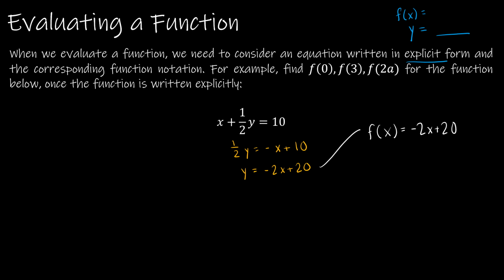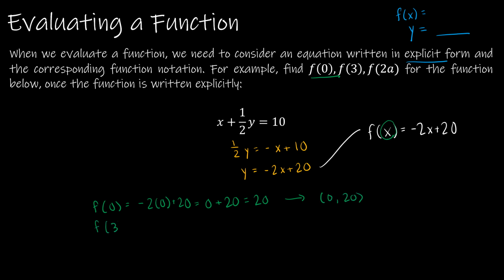Now we're asked to do certain things here. The first thing we're asked to do is find f of 0. F of 0 means whenever I see an x, I'm replacing it with a 0. So f of 0 means negative 2 times 0 plus 20. Negative 2 times 0 is 0. 0 plus 20 is 20. So f of 0 is equal to 20. This translates to an ordered pair of 0, 20.